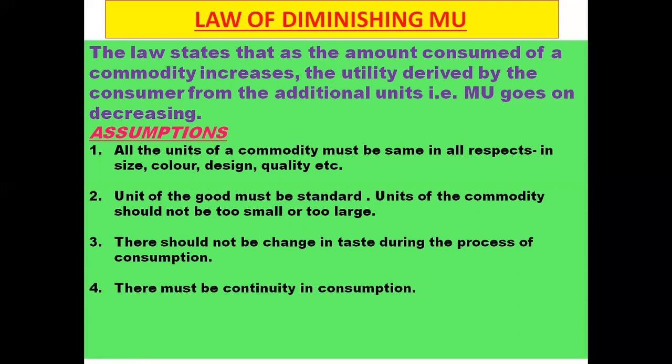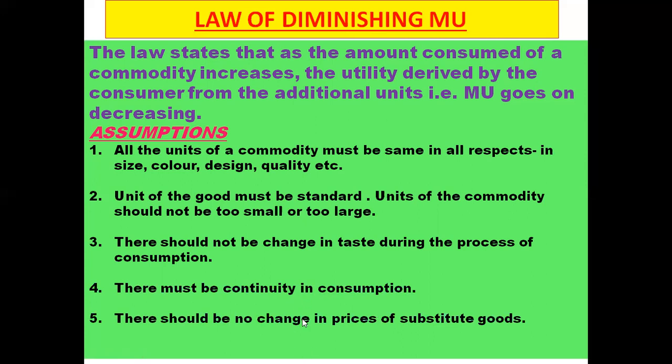There should be continuity in consumption. Suppose a person is taking a big break, then again he is returning to consume. Maybe he or she is more hungry. Then marginal utility will not decrease. So there should be continuity in consumption for law of diminishing marginal utility.